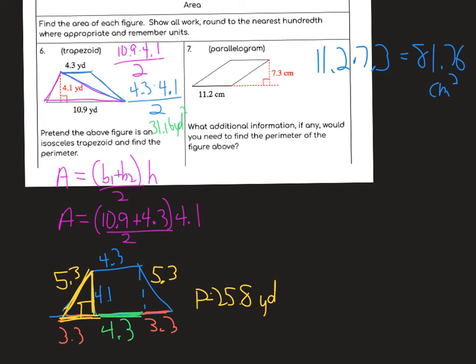And it says, what additional information, if any, would you need to find the perimeter of the figure? Well, I need this distance. So they could give me that distance. I suppose, based on our previous problem, they could give me that distance, and I could use the Pythagorean theorem to find it. So a couple of things that I could be given. I'm sure there are others, but that's one thing that I could list.